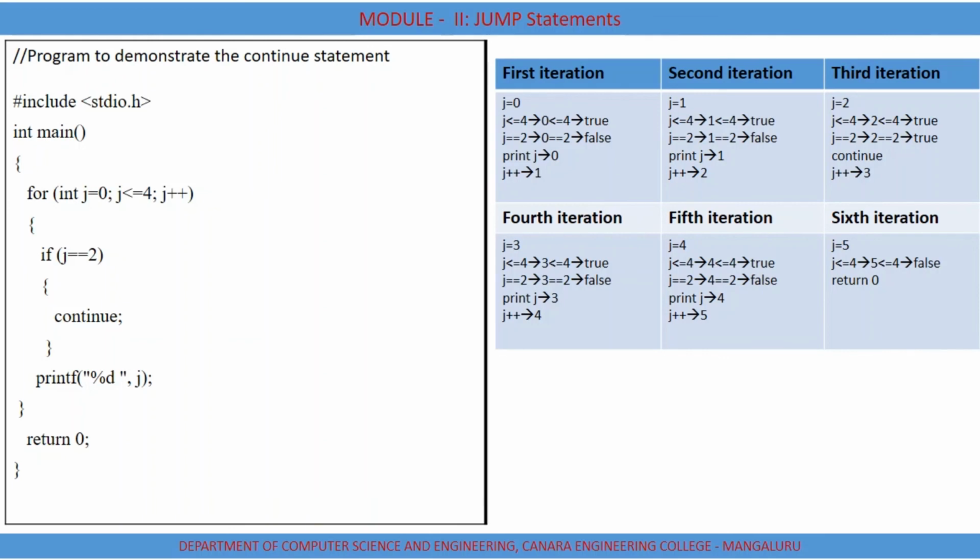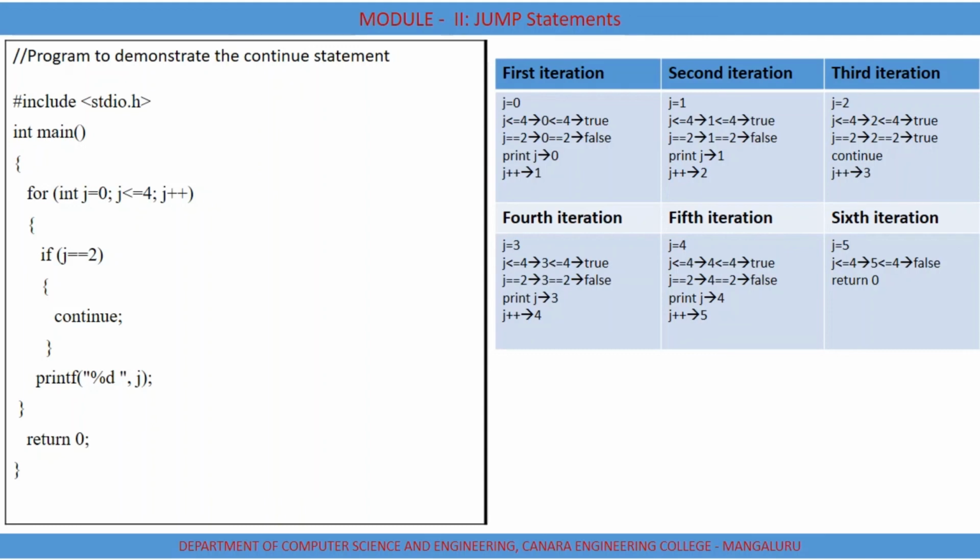So again control will come back to the for loop. J is incremented by 1. J becomes 4 now. So 4 is less than or equal to 4. Condition is true. Next control will come inside the for loop. So j equal to 2 is tested. Now j is 4. 4 is equal to 2 is false. So control will come outside the if, and printf statement is executed, that is percentage d comma j. So now 4 is printed. Now j will be incremented. J becomes 5. 5 is less than or equal to 4. Condition is false. So control will come outside the for loop, and return 0 is executed.